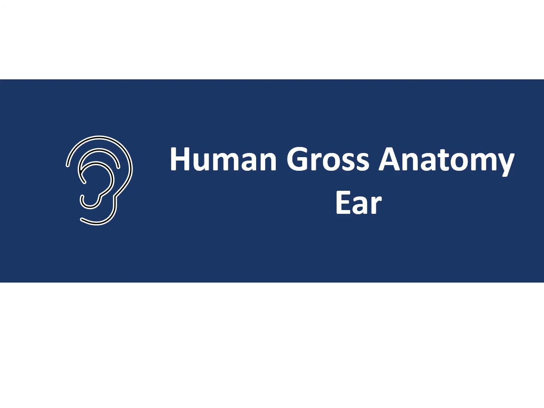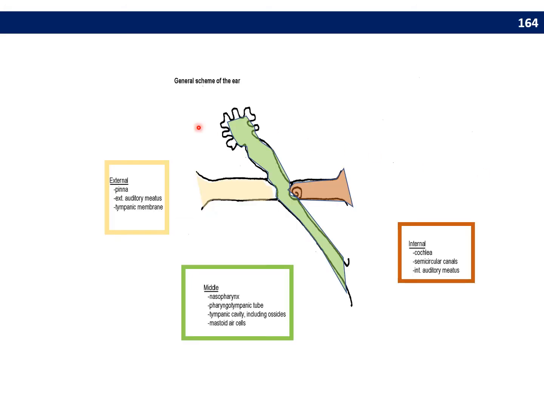In this short video, we will talk about the ear. Roughly, the ear is divided into three main areas. The external ear, which includes that cartilaginous part that we see, the pinna, as well as the external auditory meatus, and all the way to the tympanic membrane. So it is a skin-lined cavity.